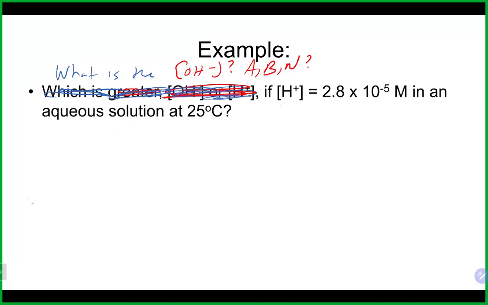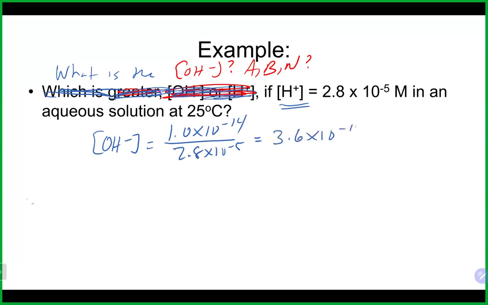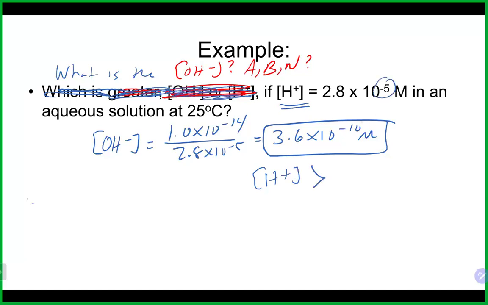Okay, so again here we're given the H plus, so really our same calculation: our OH minus concentration will equal our KW, which is 1 times 10 to the minus 14, divided by 2.8 times 10 to the minus 5, and that's going to get us 3.6 times 10 to the minus 10 molar. That means in this case, it is actually the H plus concentration that is larger, 10 to the minus 5 versus 10 to the minus 10, than the OH minus, which means it should be acidic in this case. Any questions on that one or KW?